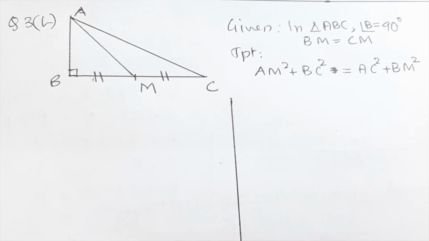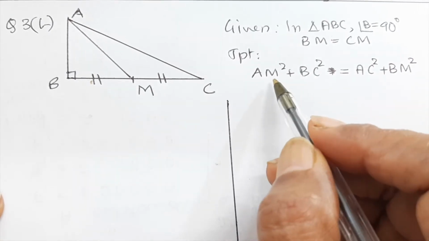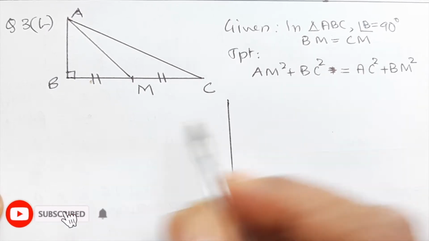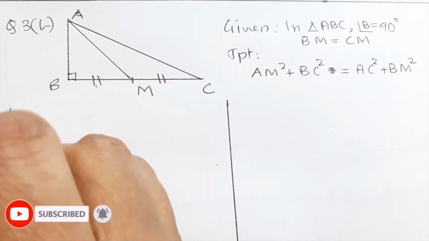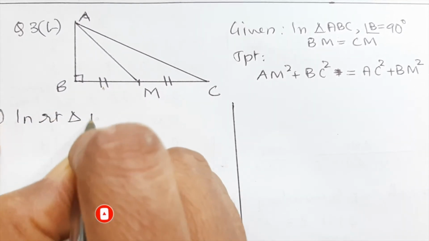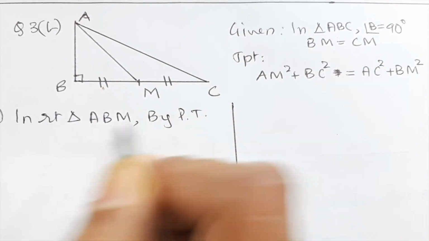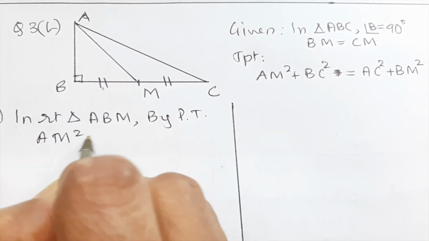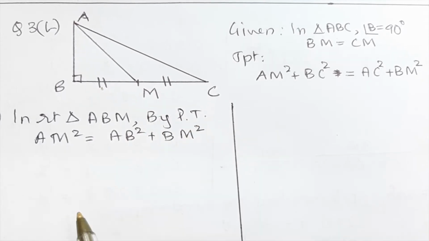So we have drawn the diagram and we have written what is given over here. Now we have to prove that AM square plus BC square. AM is the hypotenuse for this triangle. So we will say in right triangle ABM by Pythagoras theorem, we will have AM square is equal to AB square plus BM square.